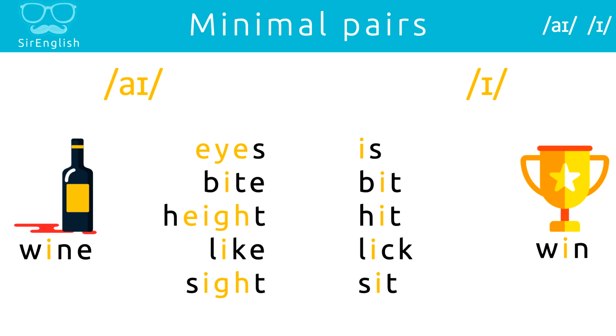Okay, very, very good. So the difference, as you can see, mainly is the length. The length of the vowel is very, very different. As we've done in the previous videos, I've chosen a long vowel and a short one, so you can really start to notice the different sounds in English.